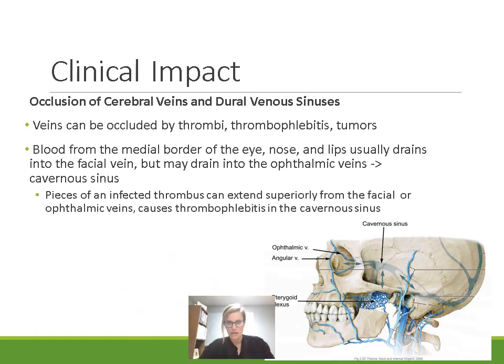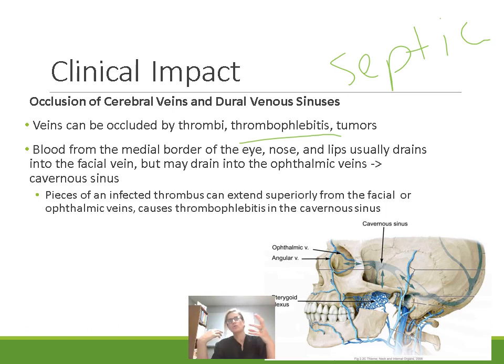The cerebral veins and the dural venous sinuses can be occluded, right, like blocked. Specifically, if we look at the cavernous sinus, it's referred to as cavernous sinus thrombosis when the cavernous sinus gets occluded with some sort of a thrombus. Typically this is septic, right? And there's some thrombophlebitis. So there's some sort of an infection that causes a clot to form, and that makes its way back to the cavernous sinus and occludes it. It's rare, but it's life-threatening. So it's a very serious thing that can happen when patients have some sort of facial infection.